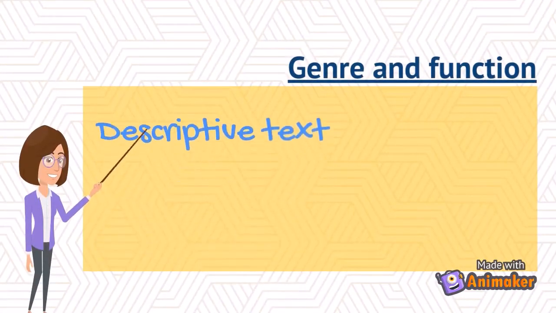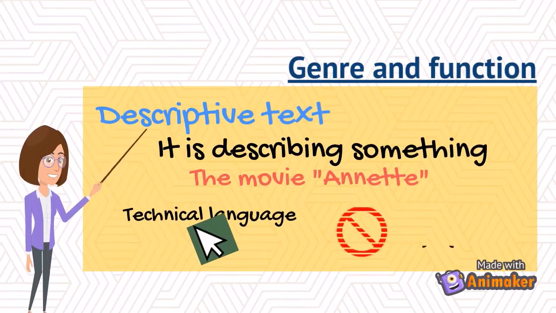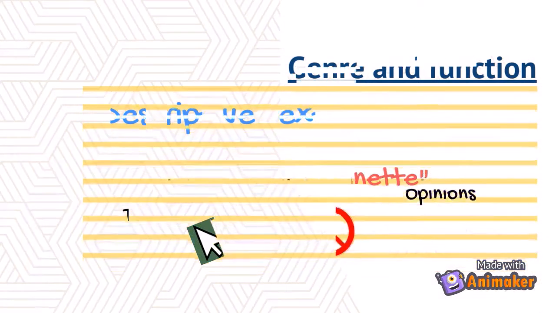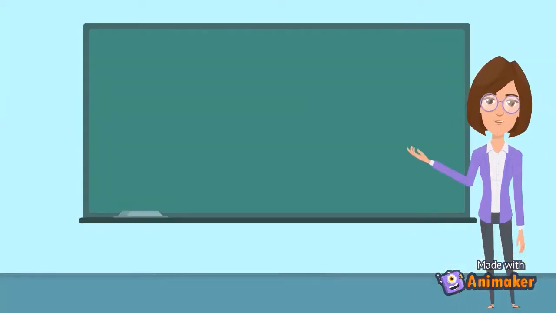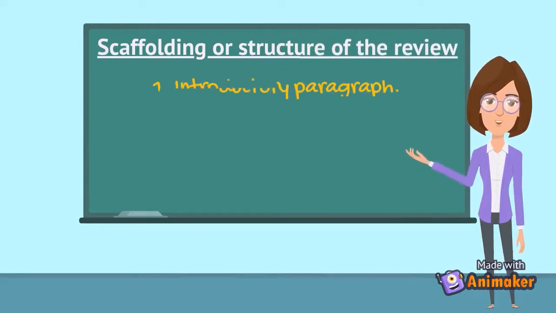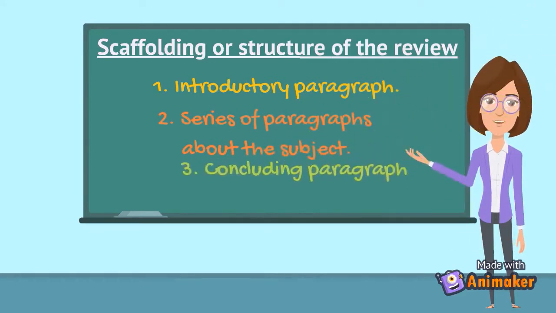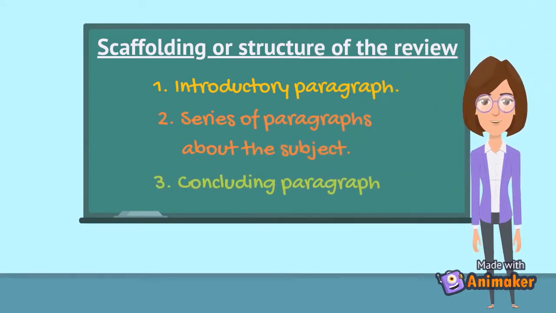The genre of this is a descriptive text because it is describing something, in this case the movie Annette. It uses technical language and does not include personal opinions on the matter. Next, we have the scaffolding, which is formed by three parts: general opening paragraph that introduces the topic, a series of paragraphs about the subject, and the concluding paragraph that signals the end of the text.